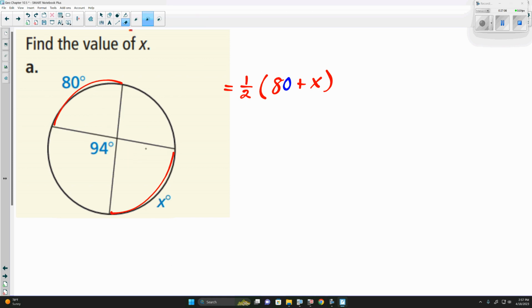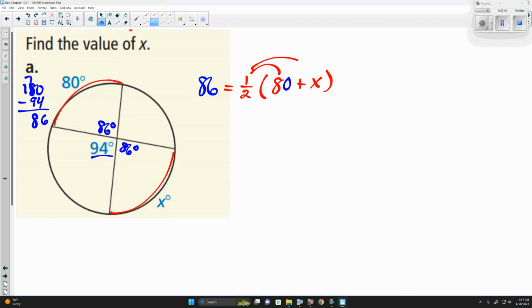What do we know about a straight line? Does 94 and this A make a straight line? So to find out what that measure is, we can subtract 94 from 180. Well, this one also is 86. So we're saying that 86 is equal to 1/2 of 80 plus X. Any questions? We can distribute, yes.